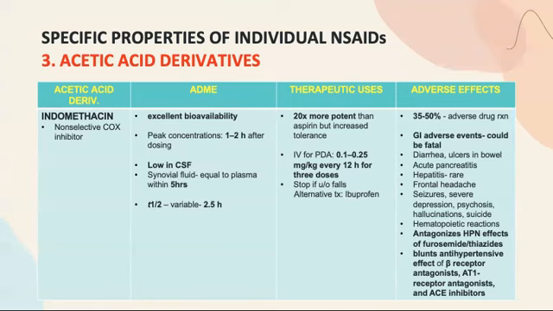Hematopoietic reactions include neutropenia, thrombocytopenia, and rarely aplastic anemia. Indomethacin antagonizes the natriuretic and antihypertensive effects of furosemide and thiazide diuretics, and blunts the antihypertensive effect of beta receptor antagonists, AT1 receptor antagonists, and ACE inhibitors. For sulindac, tolmetin, and nabumetone, please refer to tables 38-1 and 38-2.